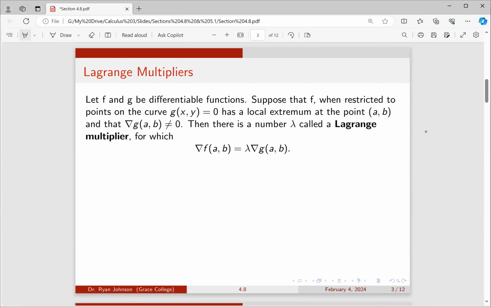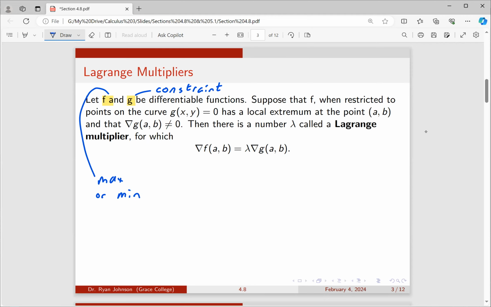So I've got two functions, f and g. f is going to be the function that I want to maximize or minimize. g is going to be my constraint function. Sometimes in the examples I'll actually have two constraint functions. So I want to maximize or minimize a function, which I'm calling f, subject to some constraint function, which is g.